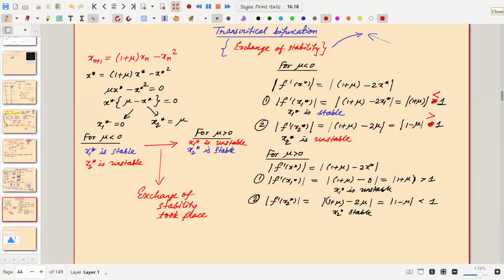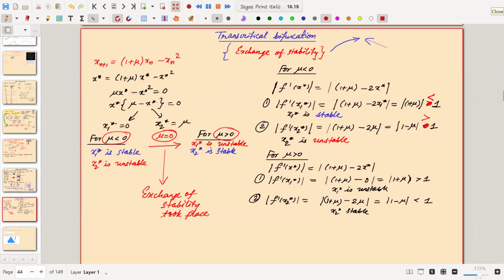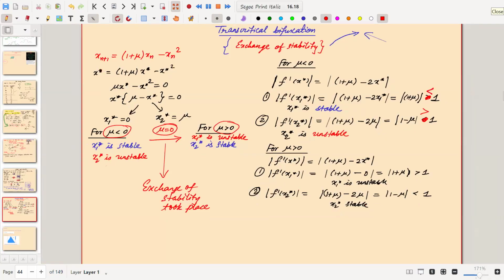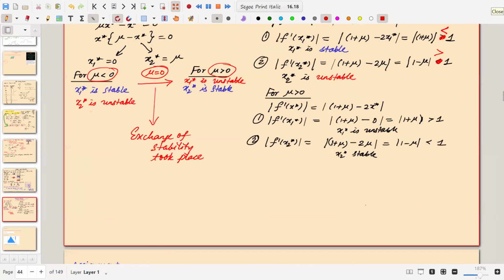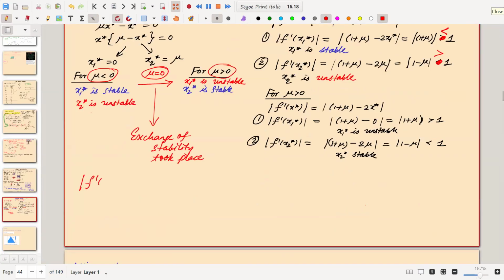So this is a kind of a bifurcation, right? But is it a bifurcation? Now to know about this bifurcation, you can see the moment it passes mu equal to 0, this exchange is happening. I mean less than 0 one case, greater than 0 one case. So in between, you have mu equal to 0, right? So what is the value of the derivative at mu equal to 0? If it is a bifurcation, it should pass through 1, right? So does it pass through 1? That's the question. So you have to compute the value of the derivative at mu equal to 0.